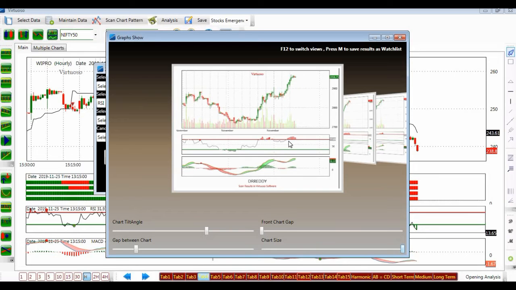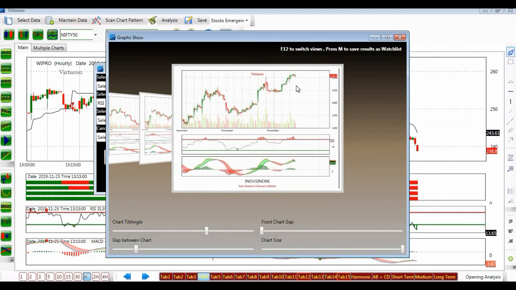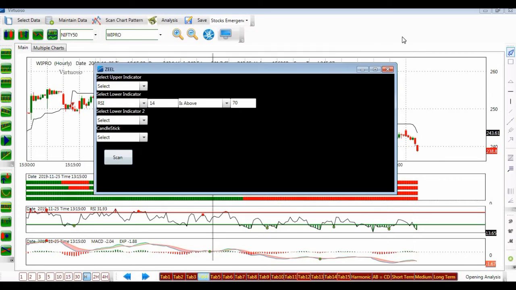So this is going to give you all the information. Now this is the 70 line. The red line is 70. And easily you could find any stocks which are above 30, 70 or whatever parameters you are going to give for scanning, and you can search those results for RSI. So this is the power of Virtuoso software scanning.